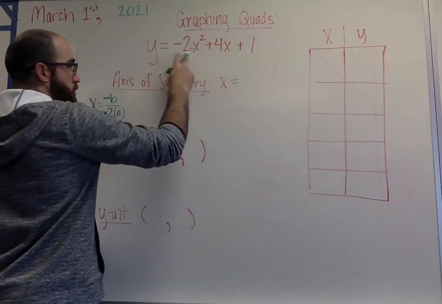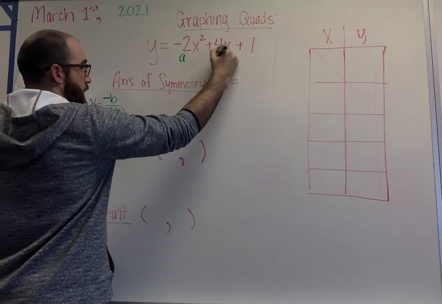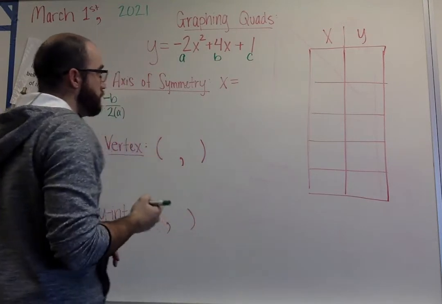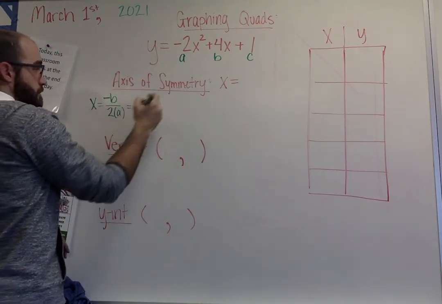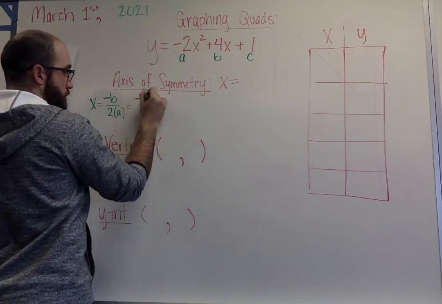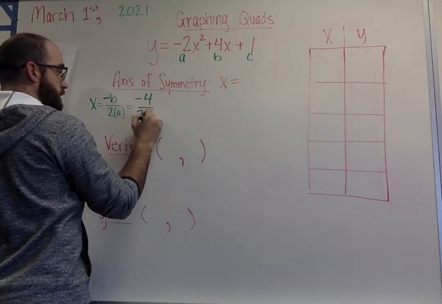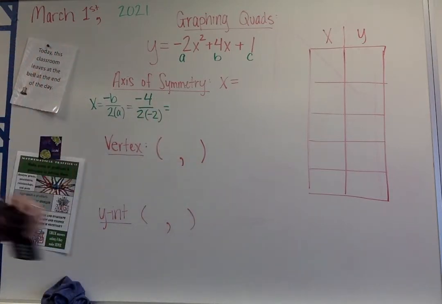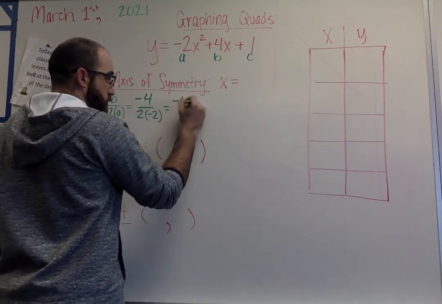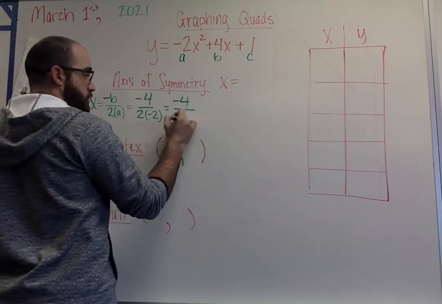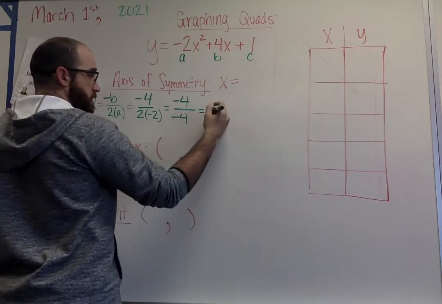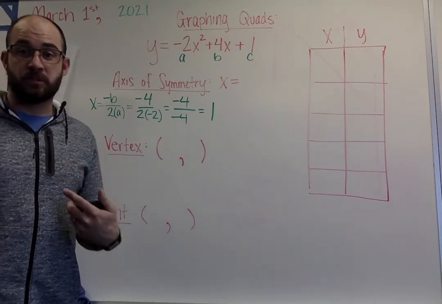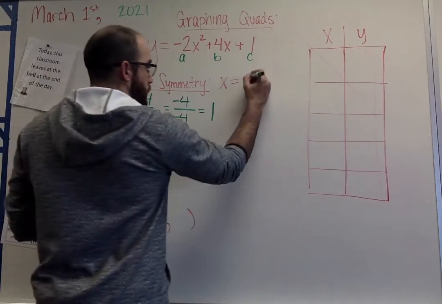So I need to go up here to our original problem. We need to label things. So I have my a, my b, and my c. Again, a is always with x squared, b is always with x, c is always by itself. So if I'm going to plug in, opposite b would be negative 4, over 2 times my a value, which would be 2 times negative 2. Again, I'm going to do my top and then my bottom and then divide. The top part, there's nothing to do, so it stays negative 4. The bottom part, 2 times negative 2 gets me negative 4. Negative divided by negative gets me a positive 1. So I just found my axis of symmetry, which is x equals positive 1.